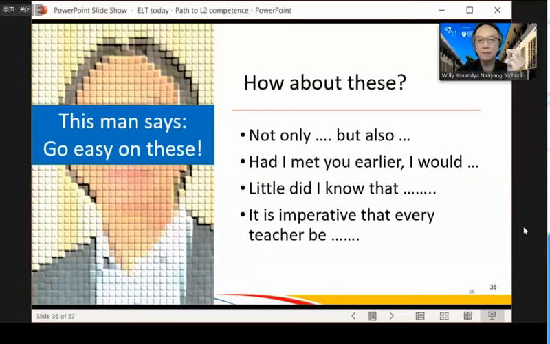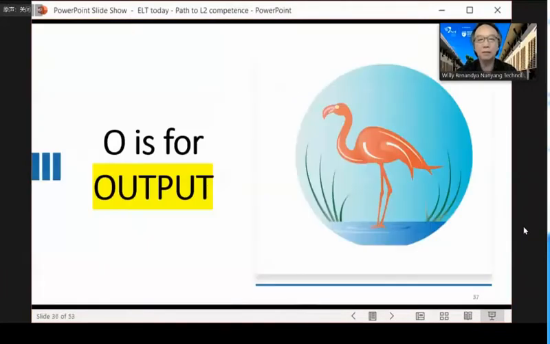Yeah. So my advice again is very straightforward. Focus on the more important language points, some of the most useful language points in the English language. The rest, I think you can just mention very briefly and let the students later develop this grammatical knowledge on their own. Next one is output.